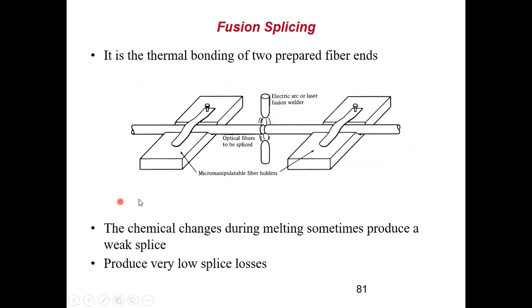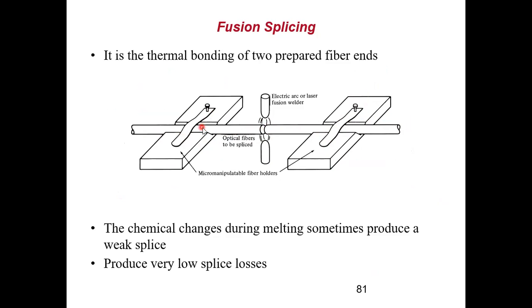Okay, so this is the diagram which is there in the book. It's a simple diagram. Here is one fiber, this is the second fiber, and I want to join these two fibers. This is the alignment, or you can say the fiber holder. So the fibers here right now, you can see, are aligned.